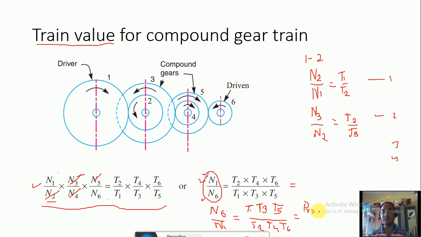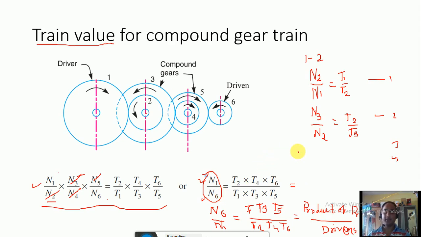This is the product, the multiplication, of the number of teeth. Product of number of teeth on T1, T3, T5, which are the drivers. And T2, T4, and T6 are the driven. So, product of number of teeth on the drivers upon product of number of teeth on the driven. This way we can generalize the equation for the train value of a compound gear train.